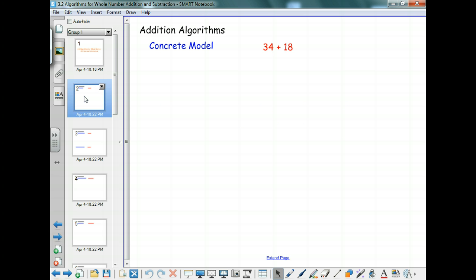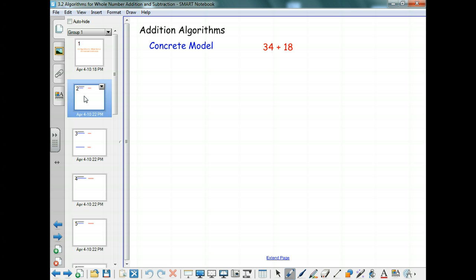So section number 2, we're going to talk about the concrete model first. Oh, I didn't pull the right one. There it is. All right, so the concrete model for addition looks a lot like the base 10 blocks that we talked about in the last chapter. I think it was in chapter 2.